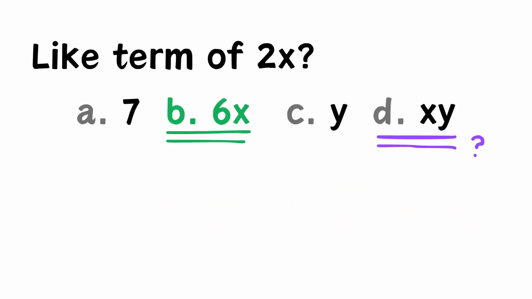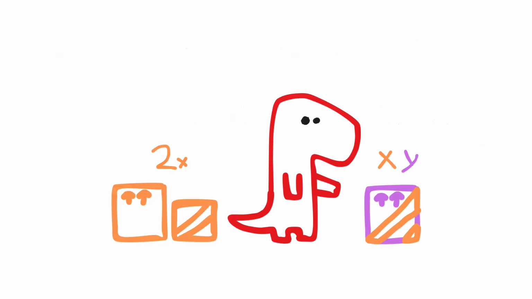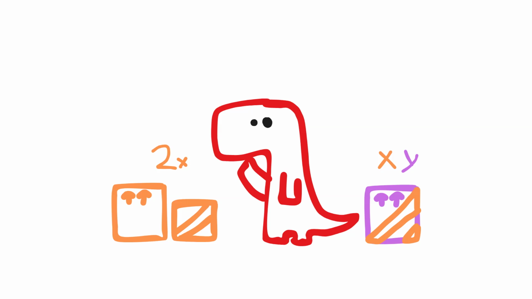Now, you may have picked choice D. The term xy is the same as x times y. While choice D does have an x, it also has another variable y that 2x does not have. Think of this like a box with multiple colors. We can't sort it with the x colored boxes because it has another color. B is the correct answer.